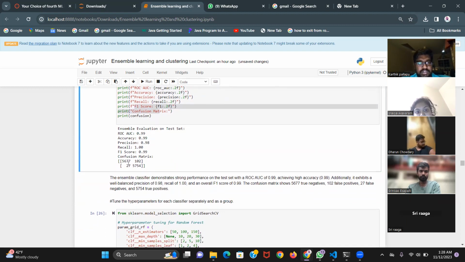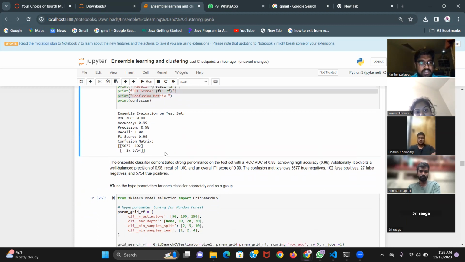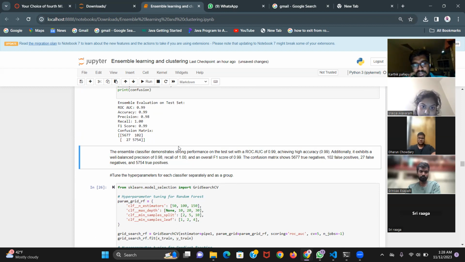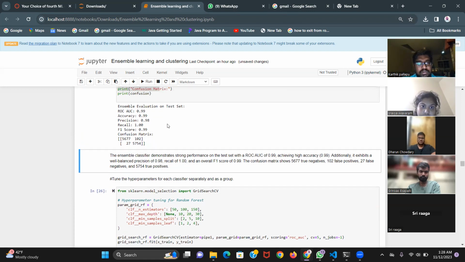So the confusion matrix, you can see the columns and rows over there. These ensemble classifiers demonstrate strong performance on the ROC curves, and achieving 0.99 is not bad at all. It's a good positive accuracy we found.